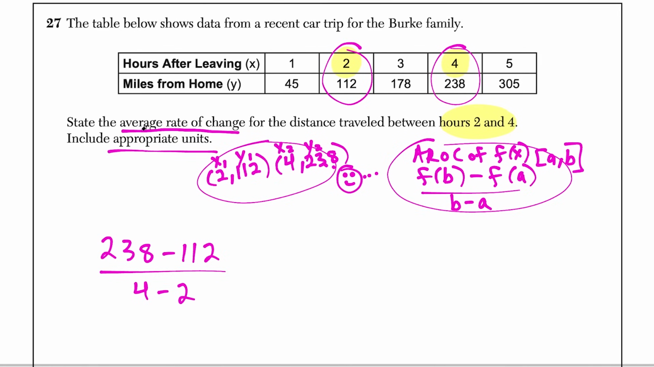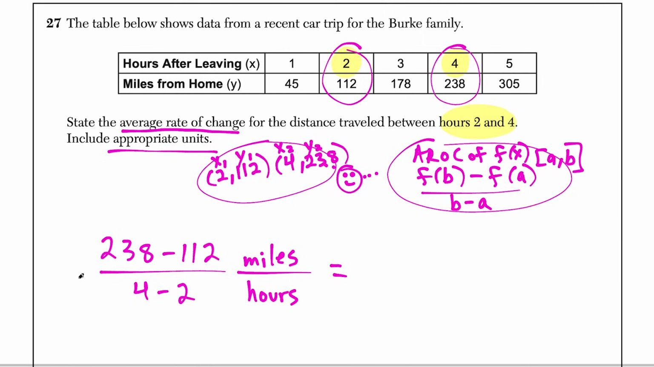And just to make sure that you're using the correct units, notice that the difference in the y values, the units are in the actual table, and that's miles from home. So I'm just going to say miles like this. Okay, so miles, and then the difference between these values, 4 and 2, the units are hours. So our units for our average rate of change is going to be miles per hour.